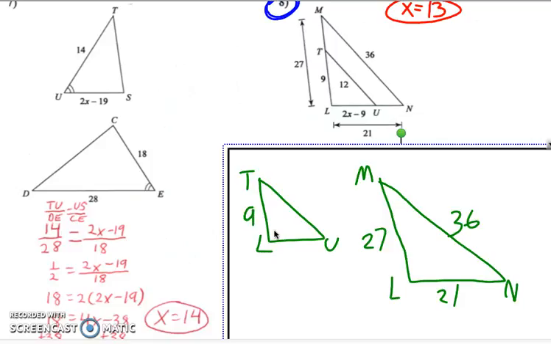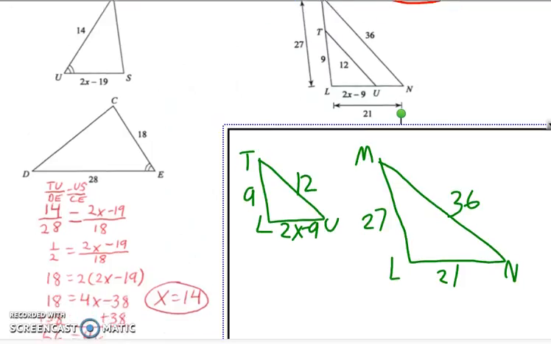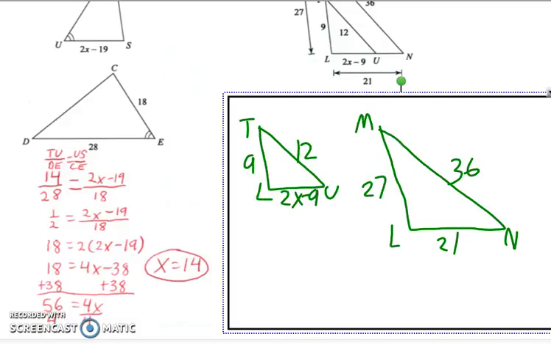Here we have 9, 2x minus 9, and they give us 12. Oh, so they gave us something, at least a number or expression, around each side. All right, so when we set up our sides here, I will go TL over ML, and that'll equal LU over LN.